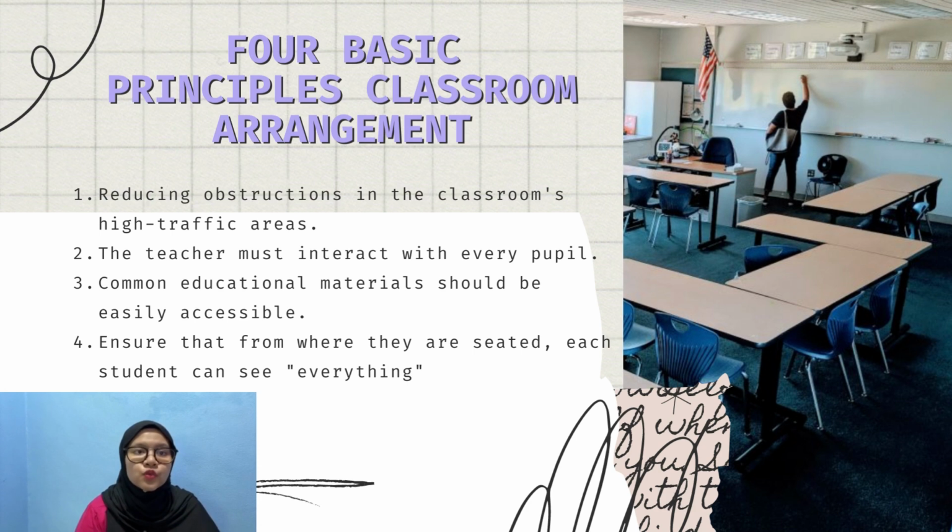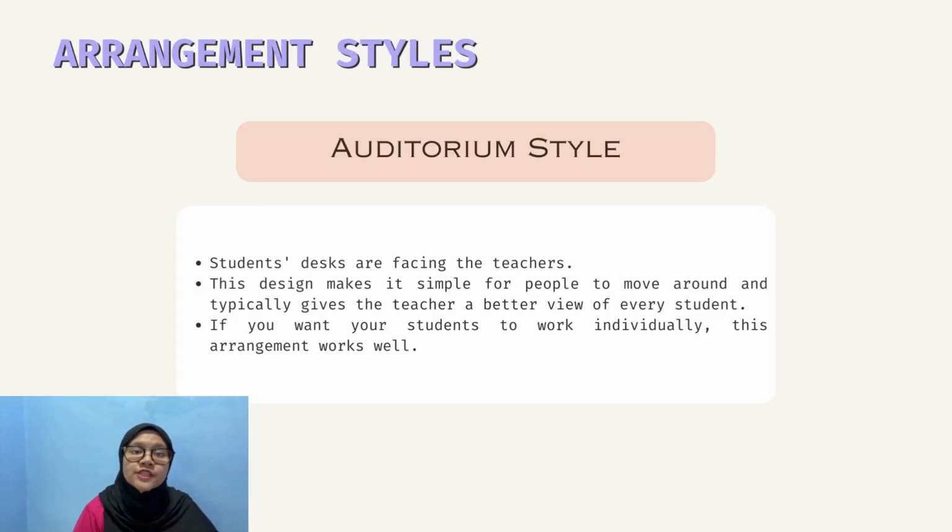Taller students should typically sit in the back of the classroom, and shorter students should typically be seated in the front. I will explain about arrangement styles in the classroom. First, auditorium style. Students' desks are facing the teacher. This design makes it simple for people to move around and typically gives the teacher a better view of every student. If you want your students to work individually, this arrangement works well.